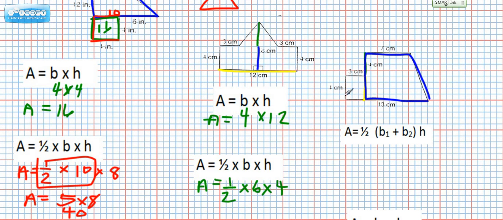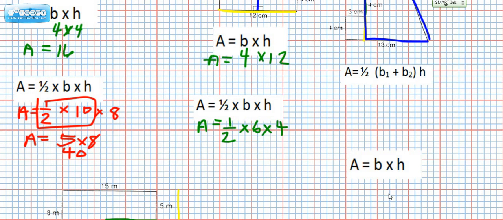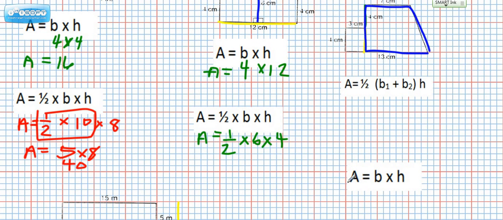And then you have this piece right here, which is a 4 by 3. That's a rectangle, so 4 times 3 is 12. You're going to plug in the numbers in the formula, and then you'll have the area for that.